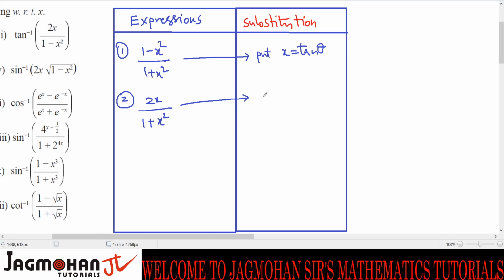For this again, I will put x equals tan theta, and you know the reason why. Because if I put x as tan theta, this will become 2 tan theta upon 1 plus tan square theta, and that is the formula for sin 2 theta. So again, for any such expression, I will put x as tan theta.